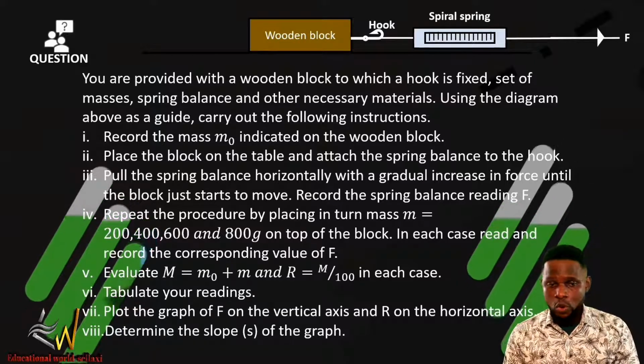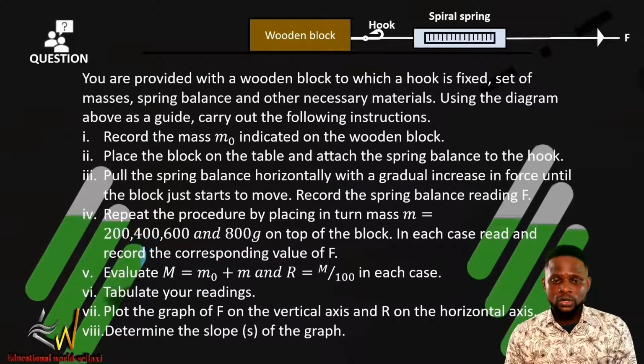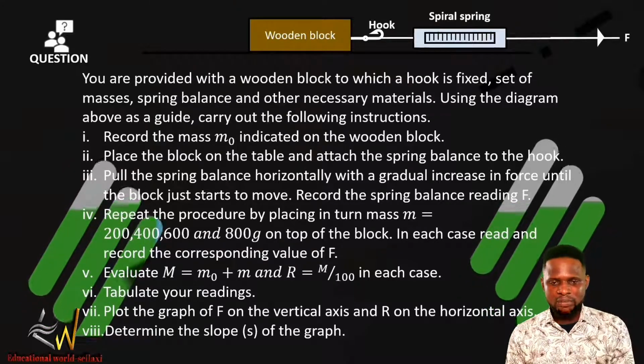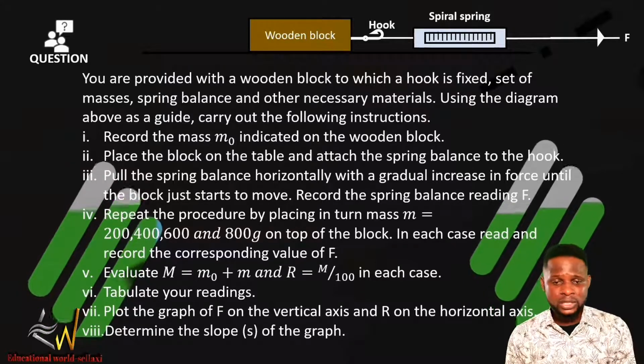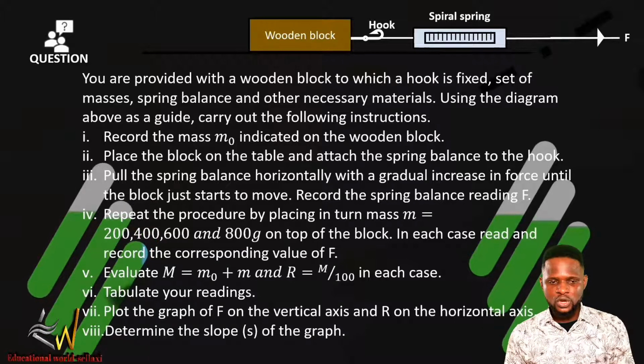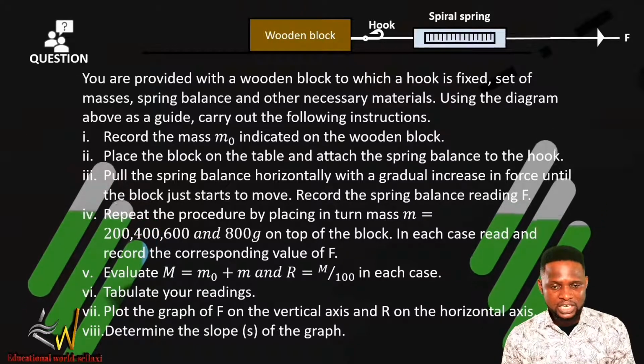Record the mass M0 indicated on the wooden block. Place the block on the table and attach the spring balance to the hook. Pull the spring balance horizontally with a gradual increase in force until the block just starts to move. Record the spring balance reading F.